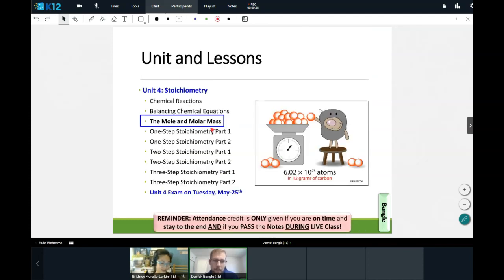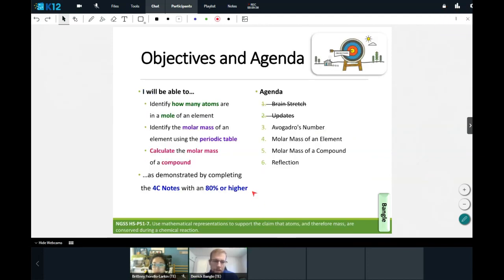Today's topic is going to be about something called the mole and molar mass. That's about this little cute guy over here. It's dealing with how we count something that is incredibly small, like an atom. It's very easy if we take a whole bunch of them and put them into one unit called a mole. Specifically, we will be identifying how many atoms are in a mole of an element. We will identify the molar mass of an element using the periodic table, and then finally calculate the molar mass of a compound with multiple elements altogether.